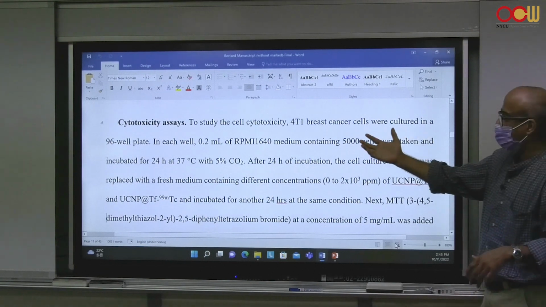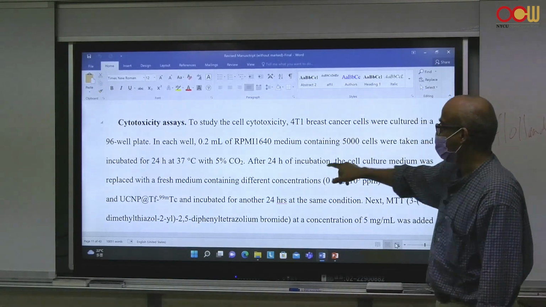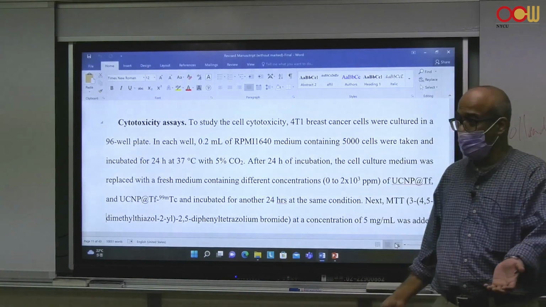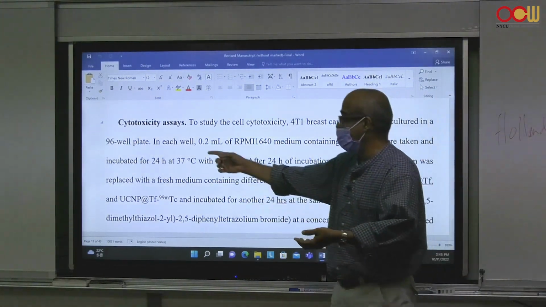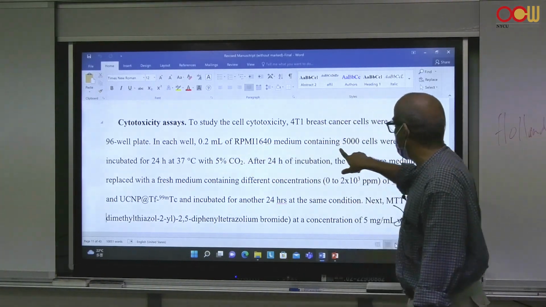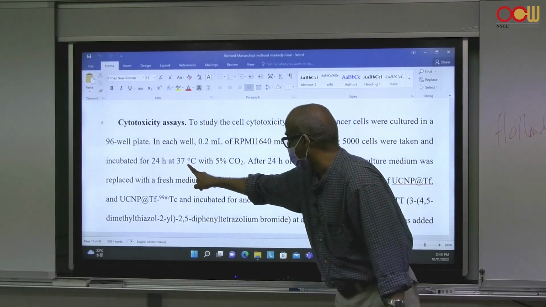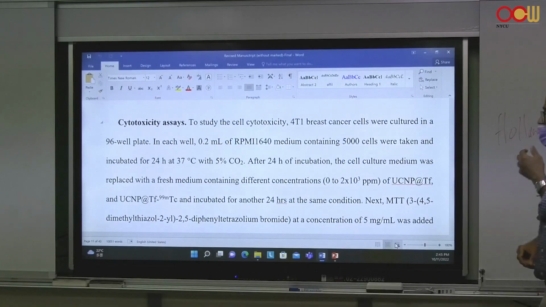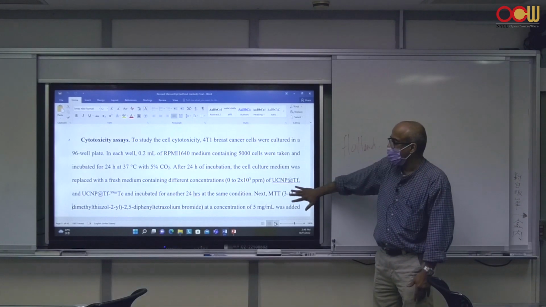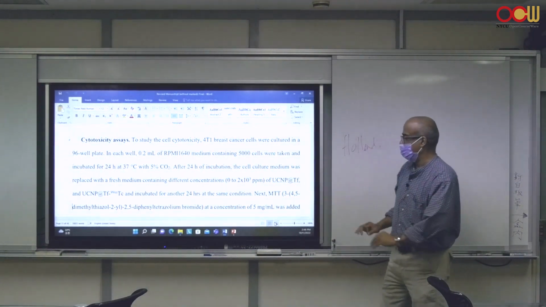Now we are doing some kind of cytotoxicity. So what kind of cells we are using? So 4T1 breast cancer cultured in a, what kind of plate? Plates are so many kinds. There is 32, 48, 96. So I used a 96 well plate. So I mentioned that. Then 0.2 ml of this medium containing so many cells were taken. That is the time, that is the temperature, everything in detail we need to mention, okay? So this is a cytotoxicity assay. Most of us, we do this. Everything must be written in great details.